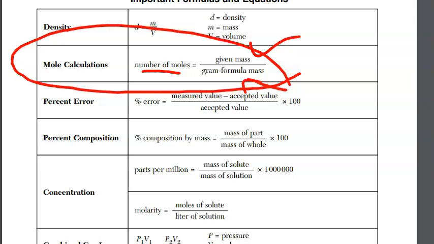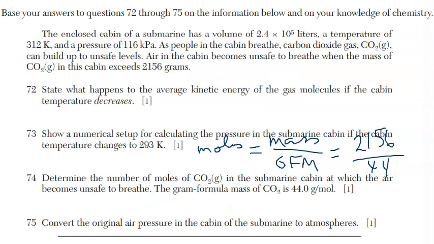I do want to point out that sometimes students get confused between this equation and molarity. Molarity is defined as moles of a solute over liters of a solution. If you're not sure which equation to use when the word moles is in the question, look at the other information that you're given. It has to fit. In the question that we're dealing with right now, we're given the mass and the gram formula mass. That makes this the one that we need to use. All right, I rewrote the equation, and we're determining the number of moles here in 74. That means we're providing the answer. That's 2156 over 44. Plug it in your calculator, and you're going to get an answer of 49 moles.